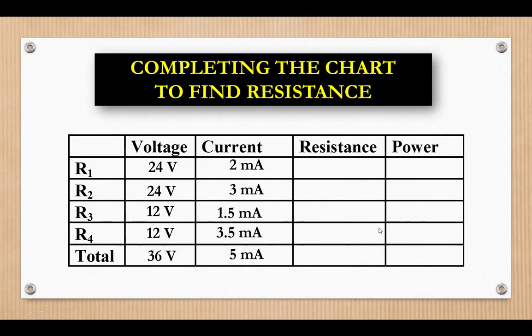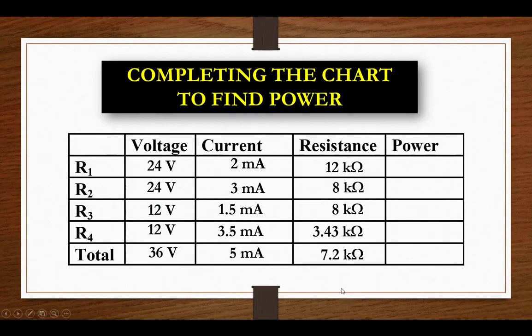All right, so here we have the chart, but we don't have the resistances. But it's easy enough to find out because R is equal to V divided by I. We simply divide the current into the voltage for each of those resistors, and we'll get the resistance. And completing the chart to find power using any of the power formulas.